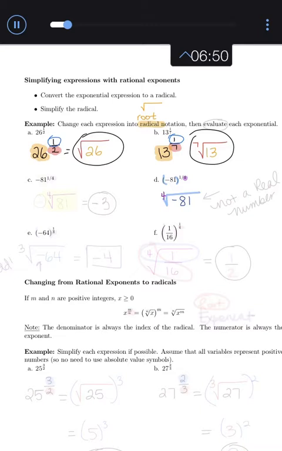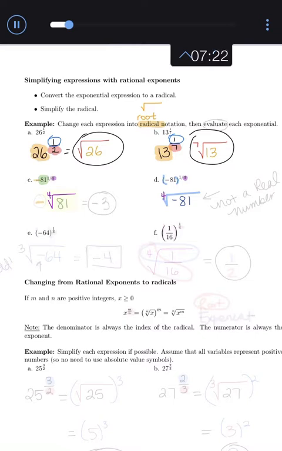Okay, on C, notice there are no parentheses. So that negative will be on the outside of our, in that one, again, it's a 4, so it's a 4th root. But only because there are no parentheses, only the 81 will be on the inside here. So only the 81 will be on the inside of that root on C.